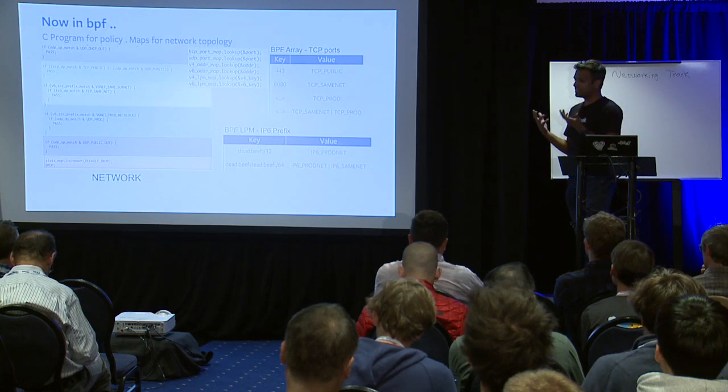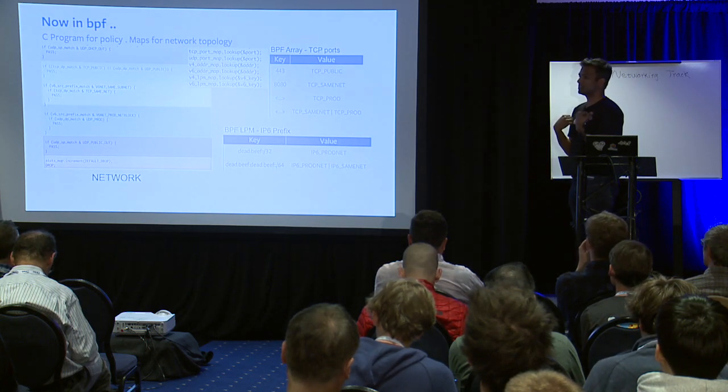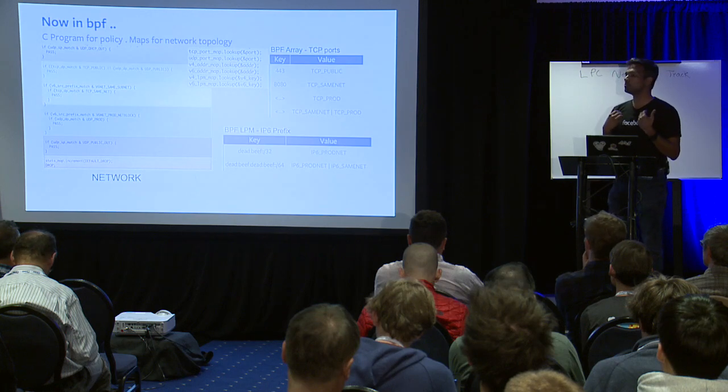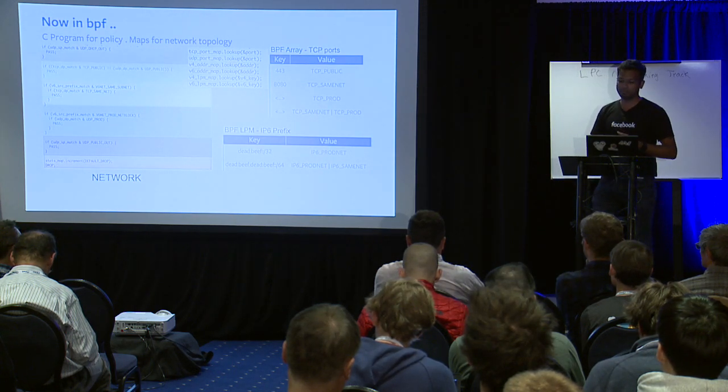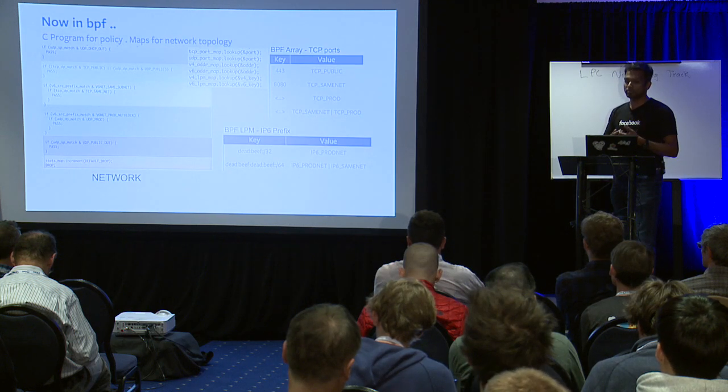Now, the exact value of 4 is internal to our system, because from a human point of view, we have created a human-readable identifier called TCP public. And that gives us the manageability win.